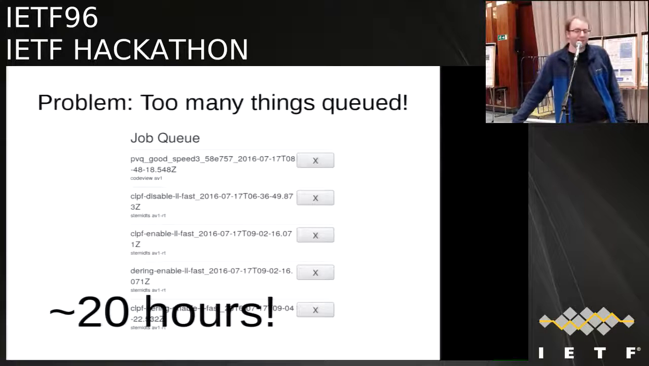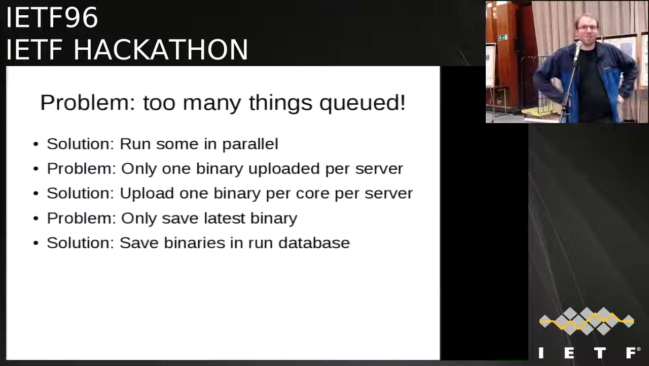So that's what I started working on. We need to fix this somehow. The solution to this problem is to run everything in parallel, and then I went down the crazy dependency chain of that. So I ran some in parallel. Then I had a problem: in my testing tool, we only have one binary compiled and uploaded per server. So I needed to upload potentially multiple different things per server, which I implemented.